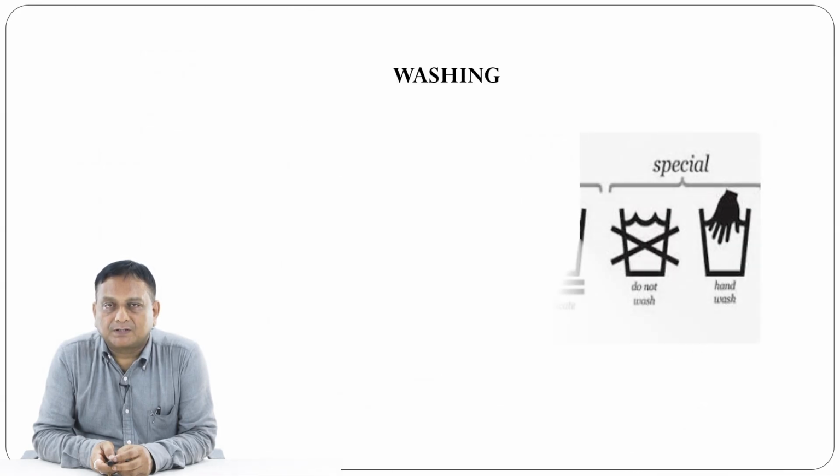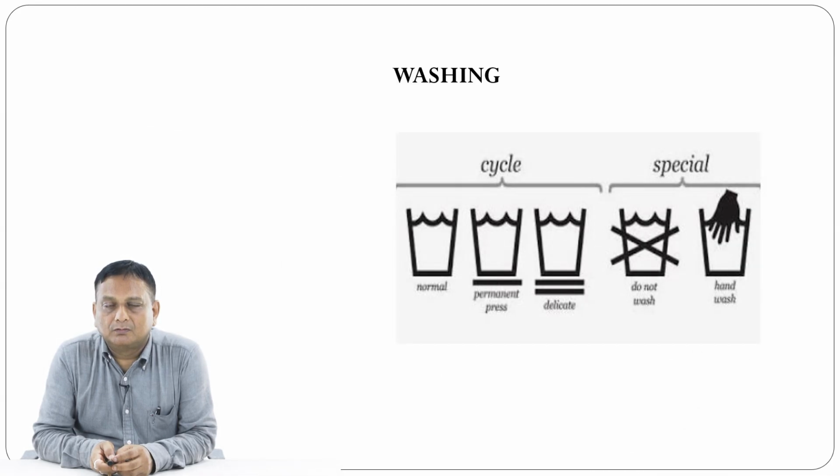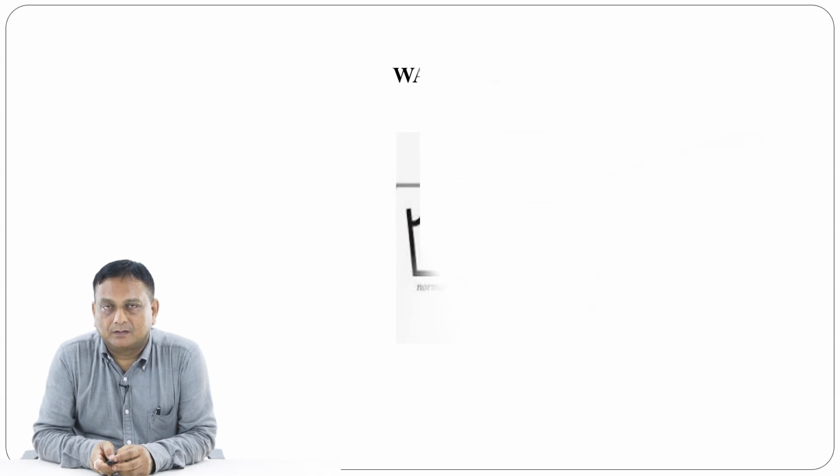Now coming into the washing, you can see that different lines are available below the wash care symbols. One is called normal, another is called permanent cycle, one is called the delicate cycle, and as the name suggests, it differs from garment to garment. Then do not wash is also there, and hand wash is also there in the special labeling of garments.